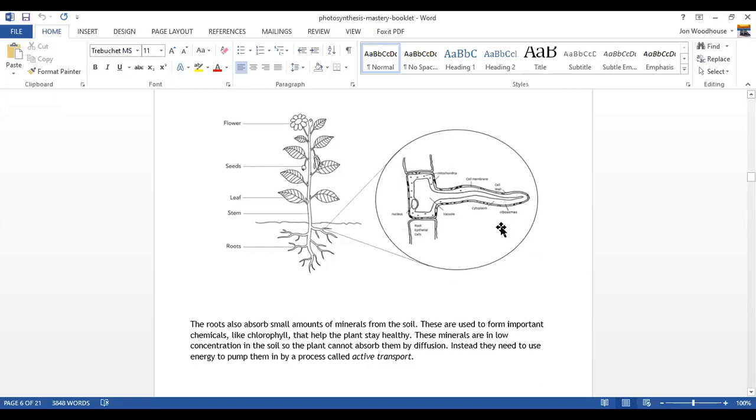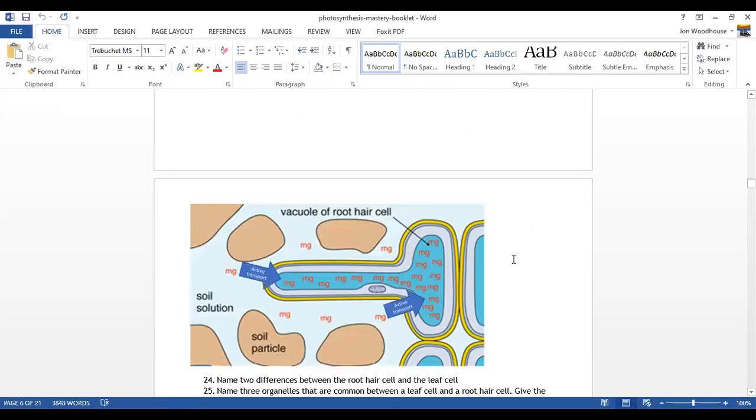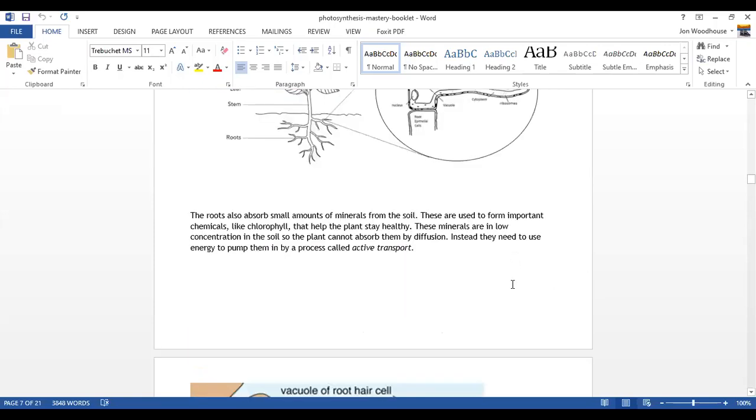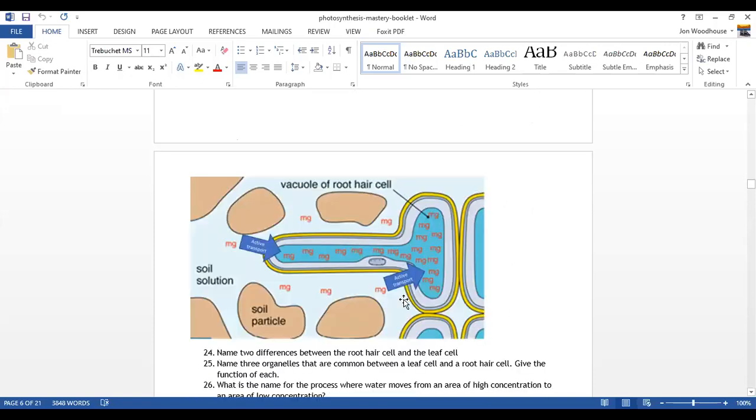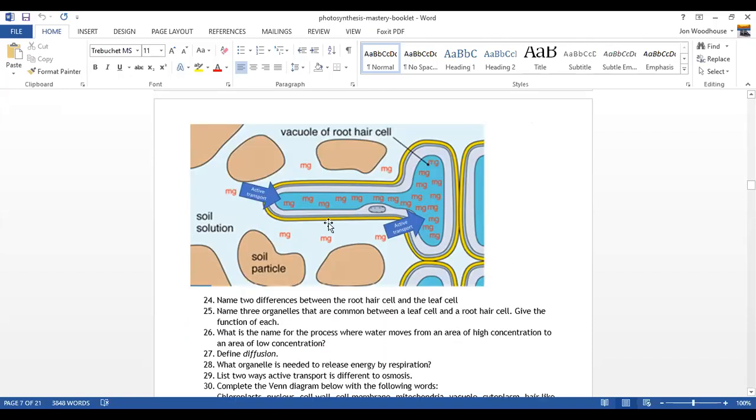You can see that it's very similar in its structure. It's got a vacuole, it's got a nucleus here. It's also got mitochondria, a lot more mitochondria than the leaf, and that's because a process called active transport needs lots of energy. Now, this will talk you through active transport, but only briefly. And here we've got another blown up picture of a root hair cell, and you can see active transport happening here.